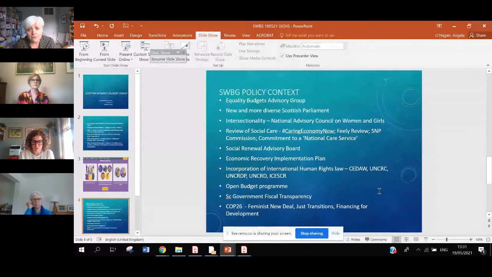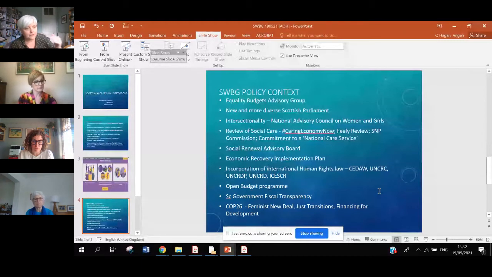So that focus on care as social infrastructure and supporting economic and individual well-being is very much part of the political and policy narrative at the moment, as expressed by the Social Renewal Advisory Board and the Economic Recovery and Implementation Plan. And I have links to all of these in the last slide, so we can make them available to everybody. A very important new development is the commitment to the incorporation of international human rights law, which will mean the incorporation of the Convention on the Elimination of Discrimination Against Women. The UN Convention on the Rights of the Child has already been passed by the Scottish Parliament, although it has been challenged at the UK level. Then there are the UN Convention on the Rights of Disabled People, the Convention on Racial Discrimination, and the Convention on Economic, Social and Cultural Rights. So we are on the cusp of another potentially really significant leap forward in the next parliamentary session.